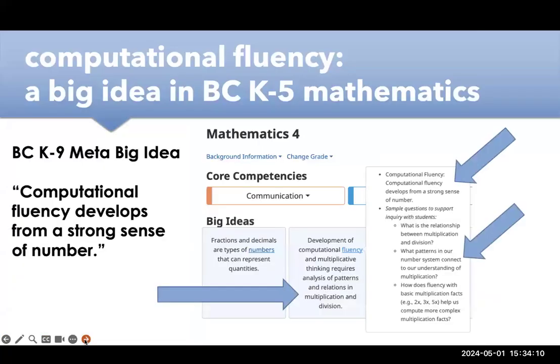In our BC curriculum, it lives in a big idea. It's the second big idea in our K-9 curriculum. And the meta big idea is that computational fluency develops from a strong sense of number. So each grade level has a more expanded big idea in terms of computational fluency at that grade level. And when you click on the big idea, you can also see inquiry questions to support students' investigations into computational fluency. And then there are also complementary learning standards for both content and competencies that develop children's computational fluency at specific grade levels.